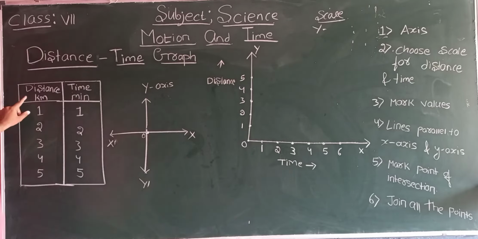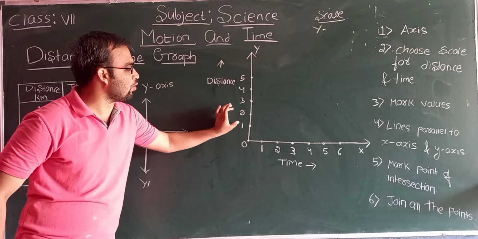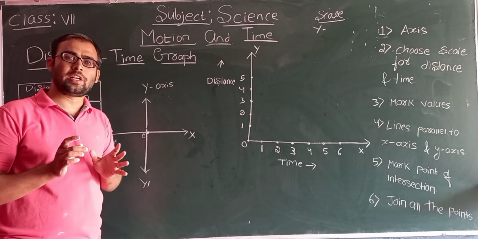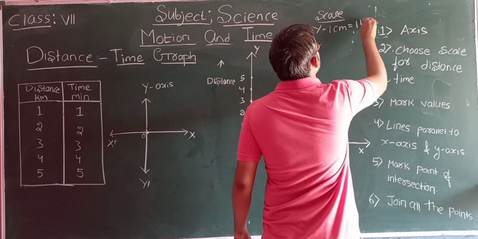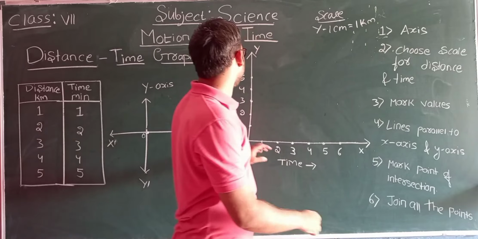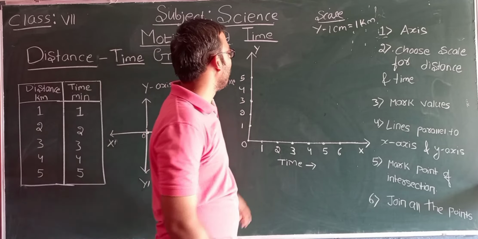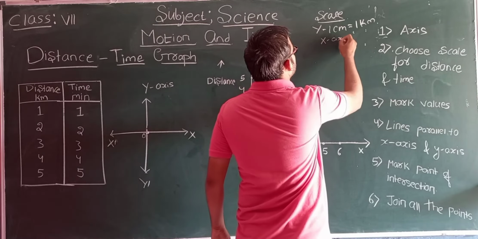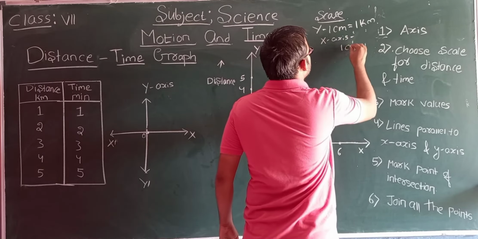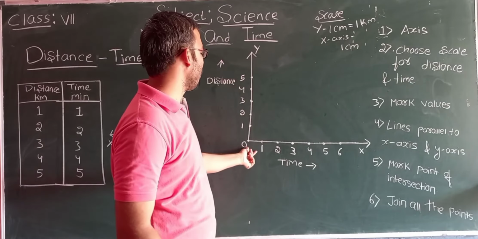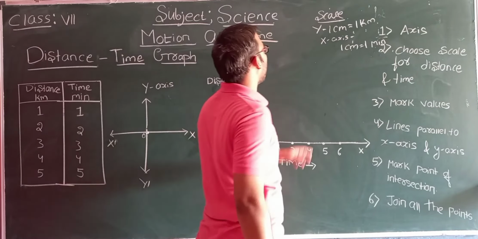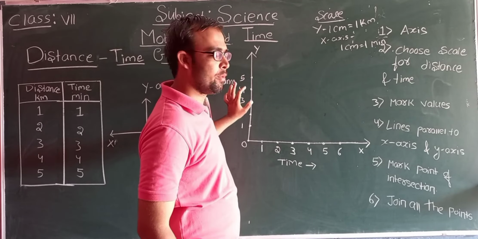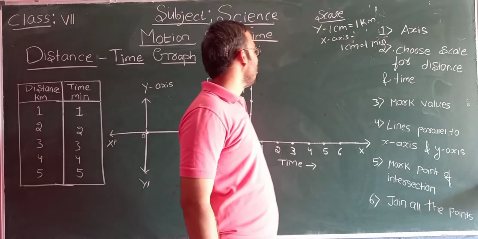We have taken distance along the Y axis. So along the Y axis we will take 1 centimeter equals 1 kilometer, and along the X axis we'll take 1 centimeter equals 1 minute. So along the Y axis 1 centimeter equals 1 kilometer, and along the X axis 1 centimeter equals 1 minute.